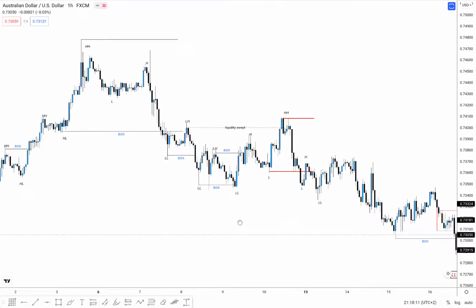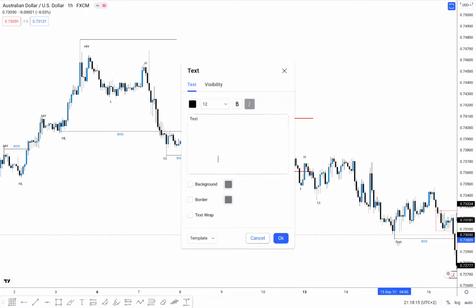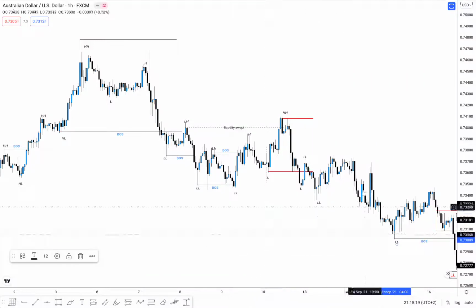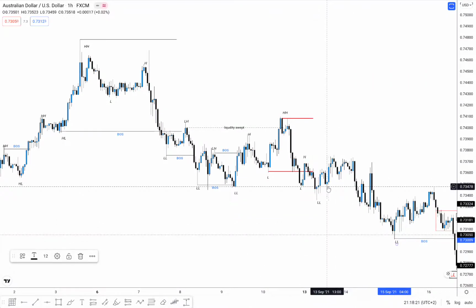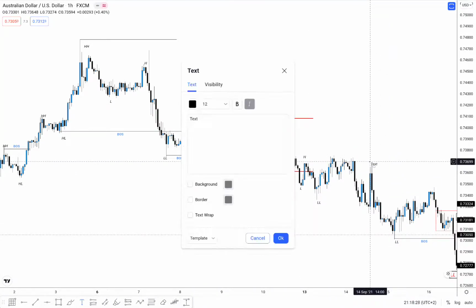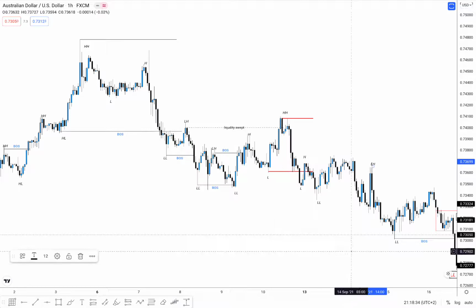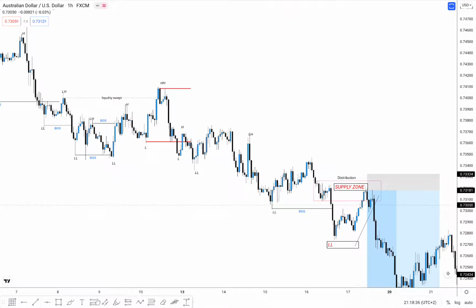But then what does price eventually start doing? Low, low. Because we break structure here. We broke that high. We broke this low over here. Breaking structure, low, low. Lower high. Lower low.